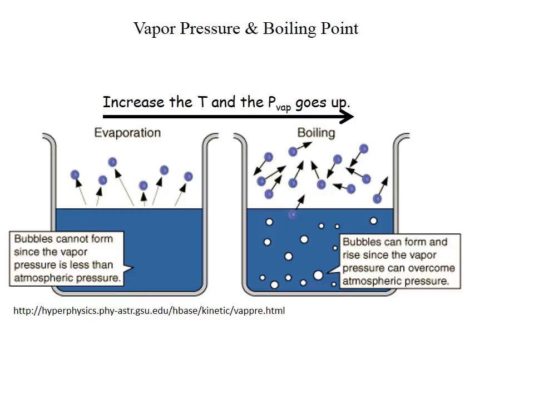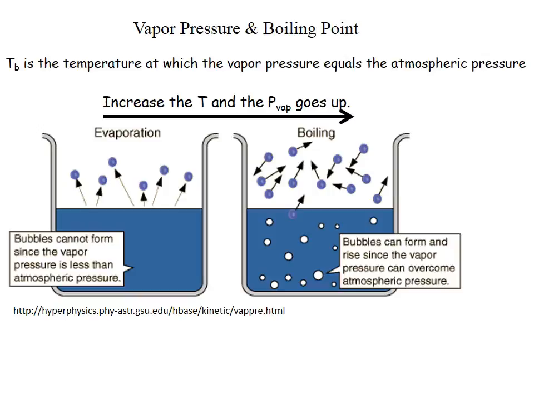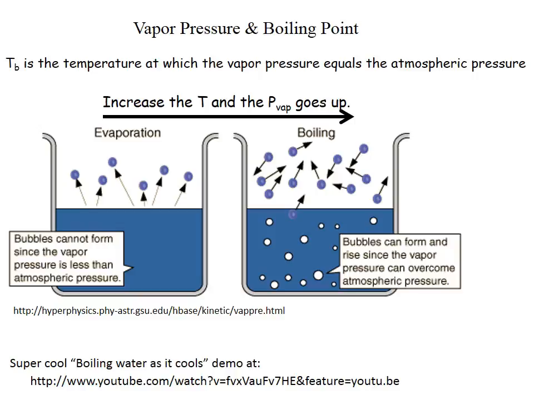So now let's give the formal definition of boiling point. Boiling point, or boiling temperature, is the temperature at which the vapor pressure equals the atmospheric pressure. Now that's the definition, and I also wanted to add in here, there's a demonstration on YouTube where a teacher takes a flask of water just below its boiling temperature, and she closes the flask, and then she cools it down. So the demo is called Boiling Water as It Cools.